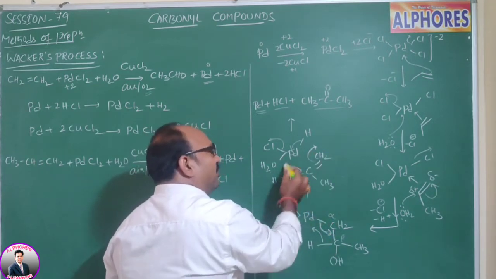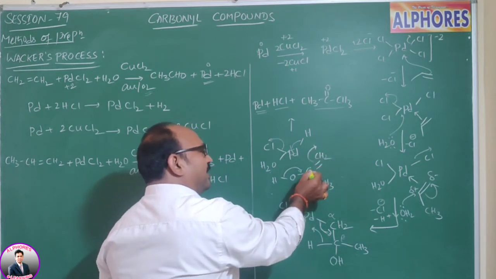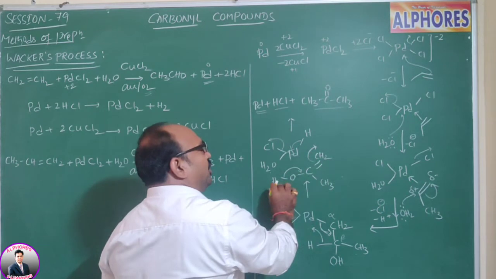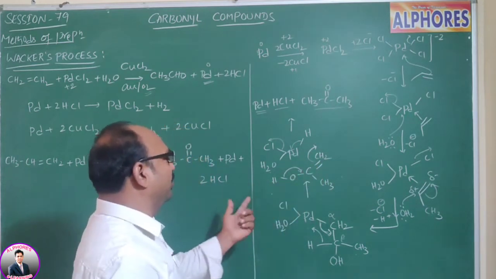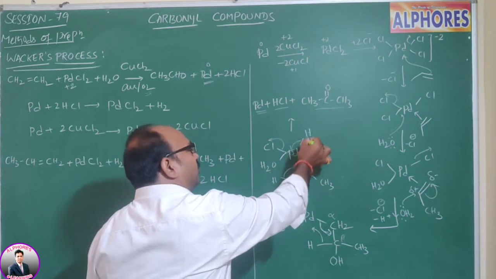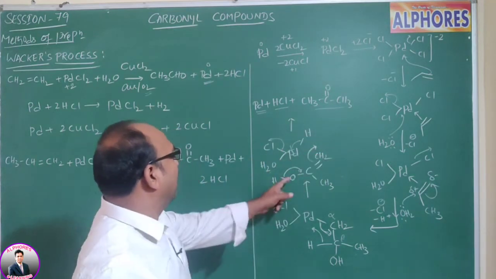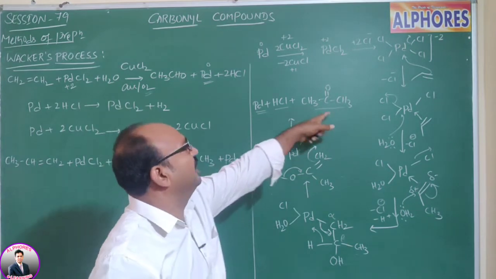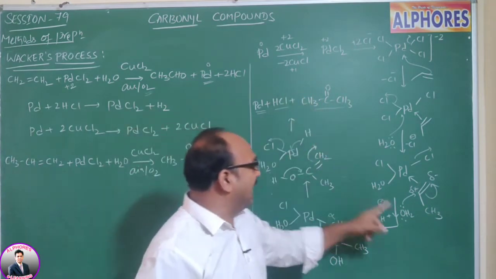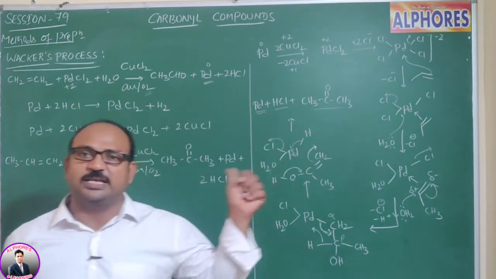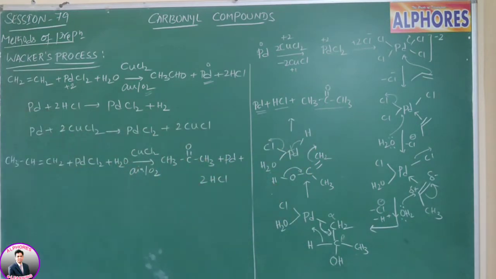Enol converts into keto form. You observe here CH2 double bond COH and CH3. This is enol. Enol converts into ketone, but when converting enol into ketone, which hydrogen is going to take part? The palladium-containing hydrogen is going to be extracted, and this H plus Cl minus comes out as HCl, along with H2O and acetone. If a hydrogen is there instead, then we are getting an aldehyde. This is the Wacker process mechanism.